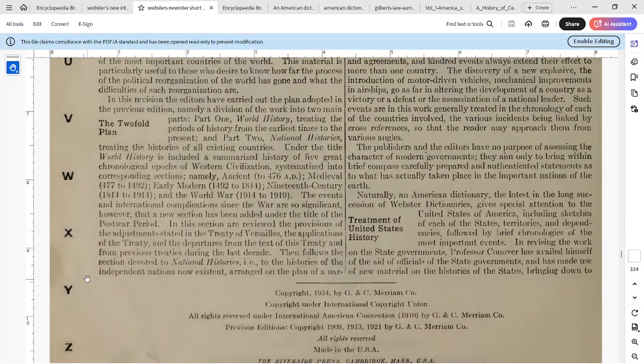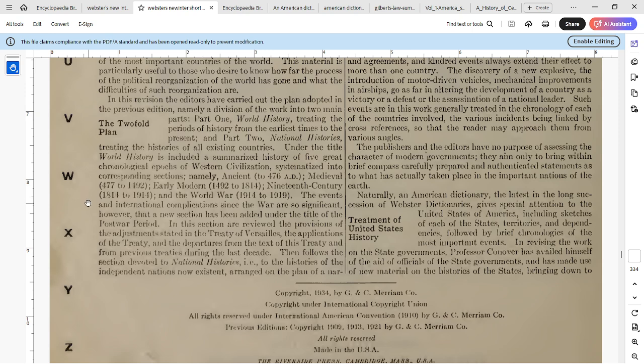The twofold plan. In this revision, the editors have carried out the plan adopted in the previous edition, namely a division of the work into two main parts. Part 1, World History, treating the periods of history from the earliest times to the present, and Part 2, National Histories, treating the histories of all existing countries. Under the title World History is included a summarized history of 5 great chronological epochs of Western civilization, systematized into corresponding sections, namely Ancient to 476 AD, Medieval 477 to 1492, Early Modern 1492 to 1814, 19th century 1814 to 1914, and the World War 1914 to 1919.